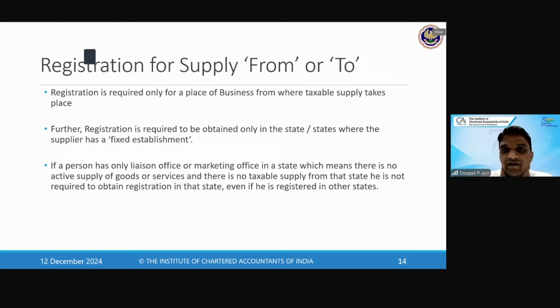The definition, if I can read for you: fixed establishment means a place other than the registered place of business, because your registered place of business is definitely the first fixed place. But any other place other than the registered place of business, which is characterized by a sufficient degree of permanence and suitable structure in terms of human and technical resources. That is, there should be some permanent human and technical resources to supply the services or to receive and use some services. That is called a fixed establishment.